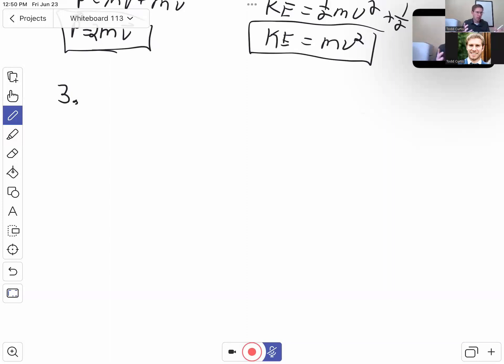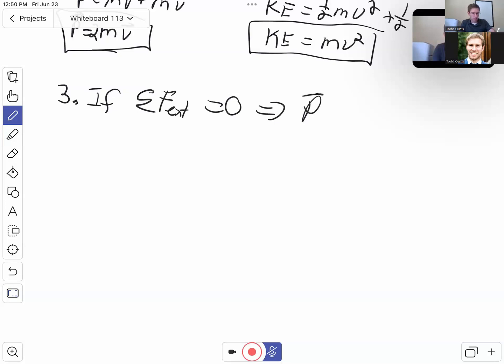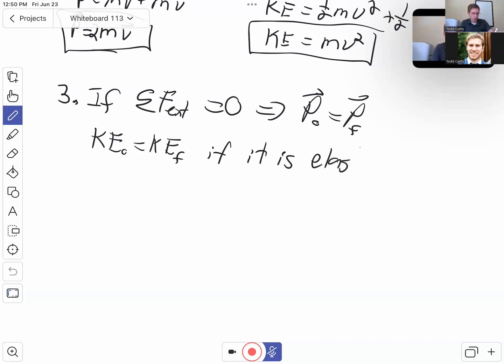So it says as a hint, just to make your life easier, assume that you have a perfectly elastic collision. So again, for any collision that is isolated, if the net external force is zero, then you're going to have conservation of momentum. But you only have conservation of kinetic energy if it is elastic. And so usually you either have to be able to calculate to prove that, or you need to be told that it's elastic.